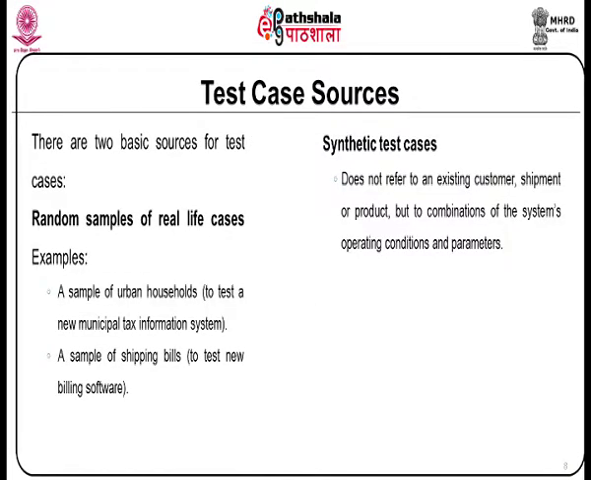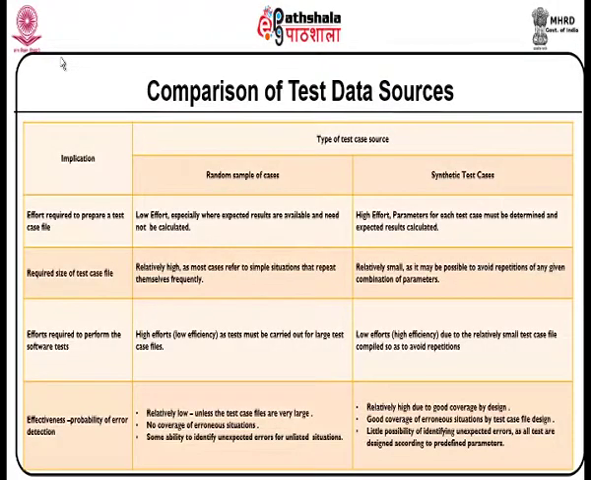Test case sources. There are two basic sources for test cases: random samples of real life cases. Examples include a sample of urban households to test a new municipal tax information system, a sample of shipping bills to test new billing software. Synthetic test cases do not refer to an existing customer, shipment or product, but to combinations of the system's operating conditions and parameters. Comparison of test data sources.